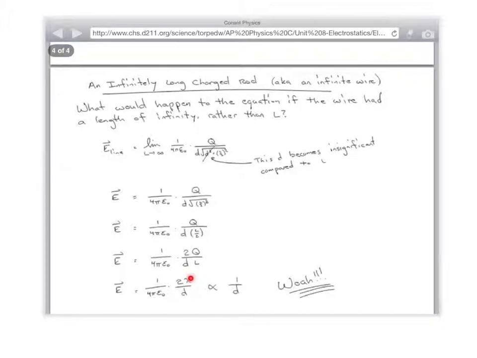Now, if you look at this carefully, that means the electric field is proportional to 1 over d instead of 1 over d squared. Why is it 1 over d for an infinite stick? Because the charge density is going to be constant. How many dimensions of spreading do you have? One dimension of spreading, so it's 1 over d instead of 1 over d squared.